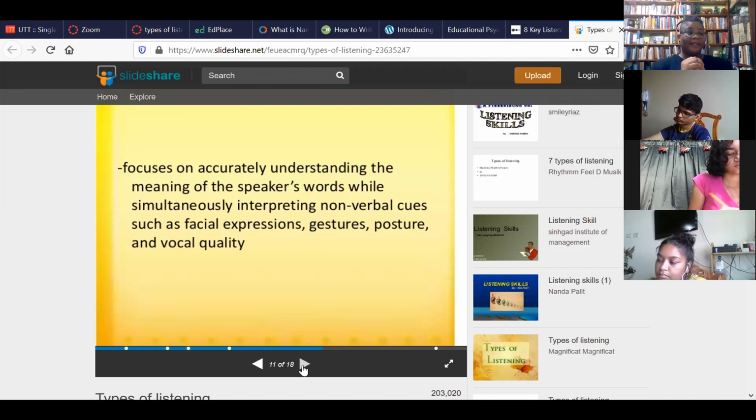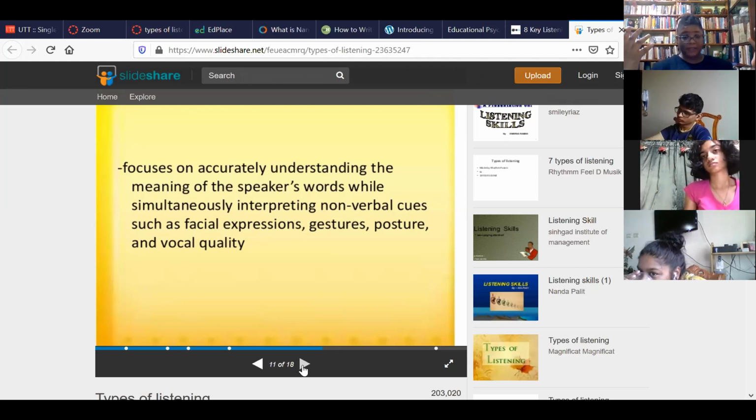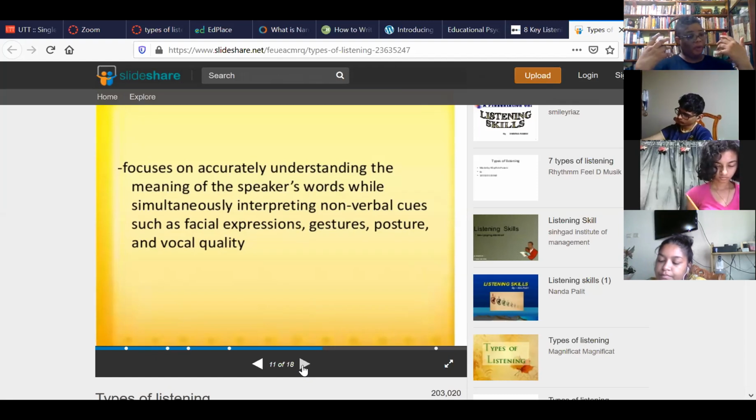So where in empathic listening, we're really trying to pay attention to the emotions being expressed, here we want the totality of the message, right? So I want to know what your words mean. I want to know the nonverbal cues, what they mean. I want to fit them together to form a message, right?